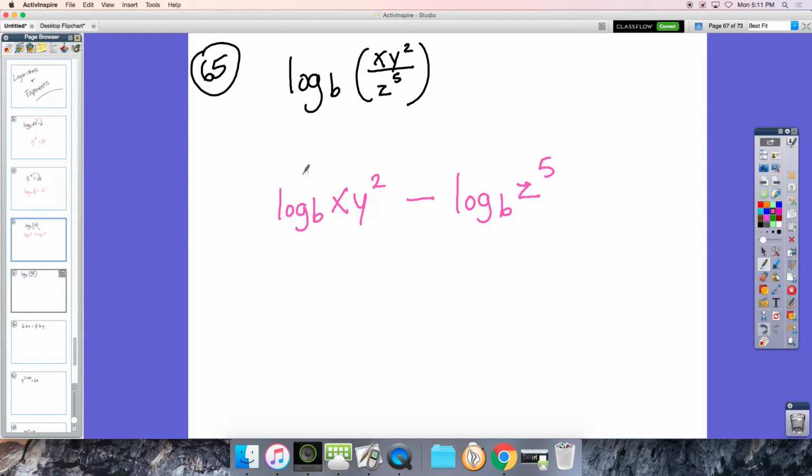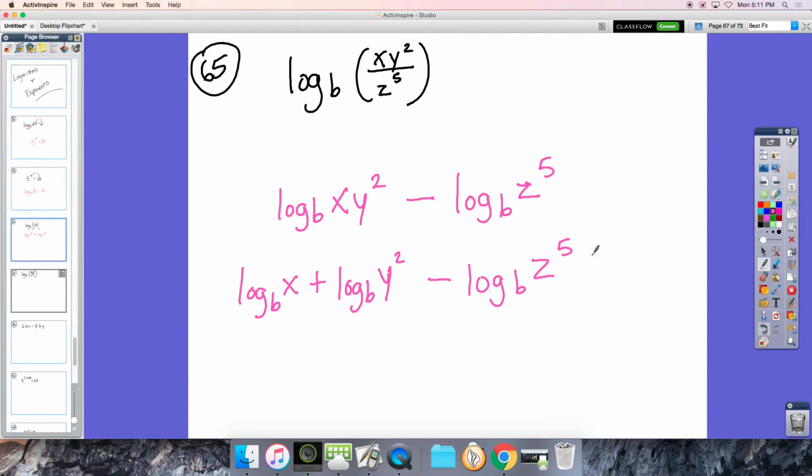Now I can separate these out because I have two things being multiplied together. So when they multiply, they're going to be added. So I have two logs. I have log base b of x, and I have log base b of y squared. This one stays the same, so I only have one thing. I'm not multiplying anything else out.